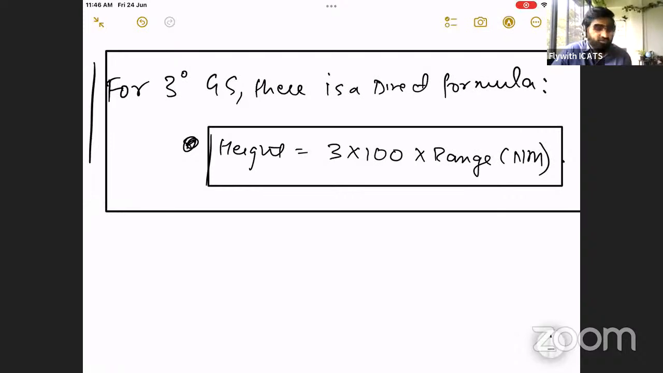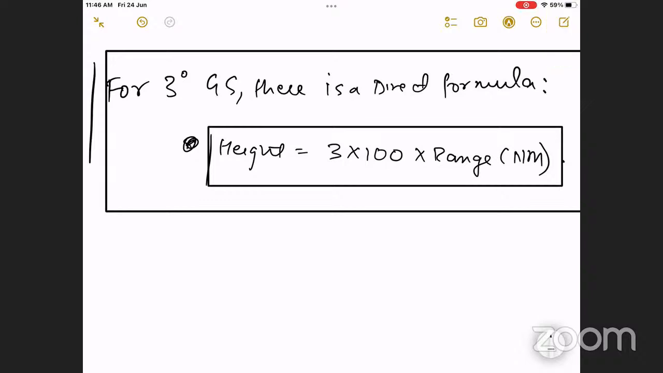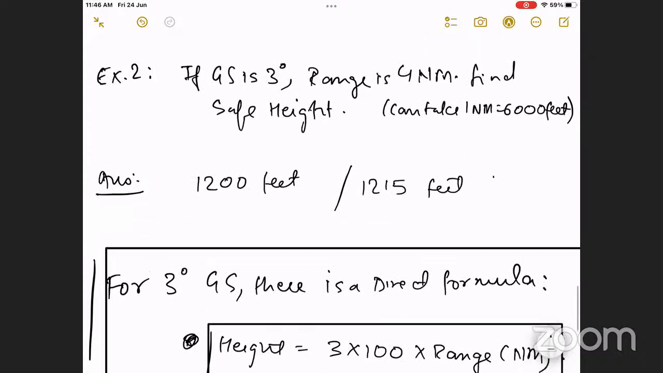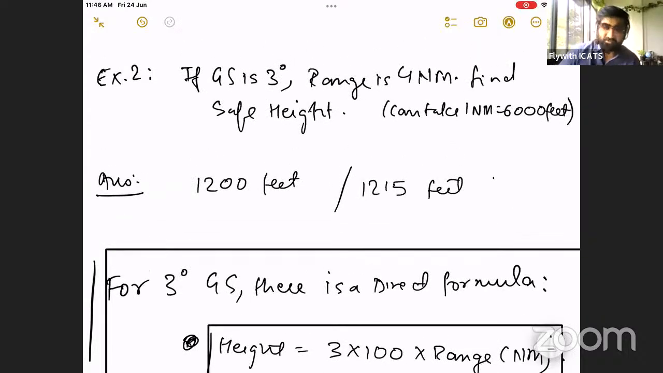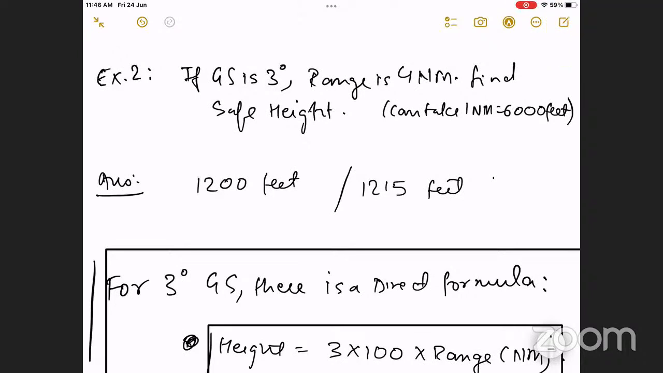Noted. Lakshya, are you there? Yes, sir. There was some connection error. I was waiting for your answer for the previous question, example 2. Are you getting the same answer? Did you solve it? Yes, sir. Good, good.